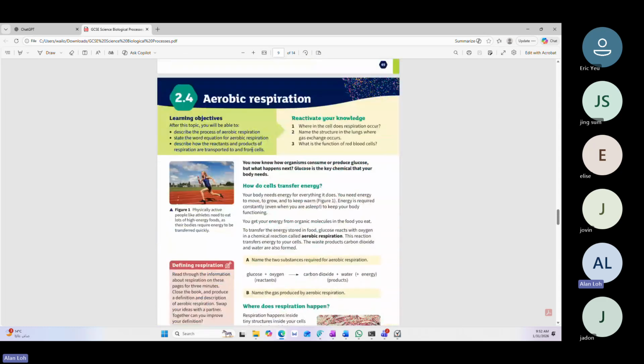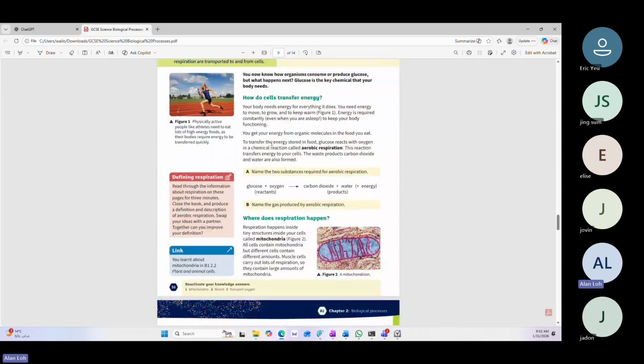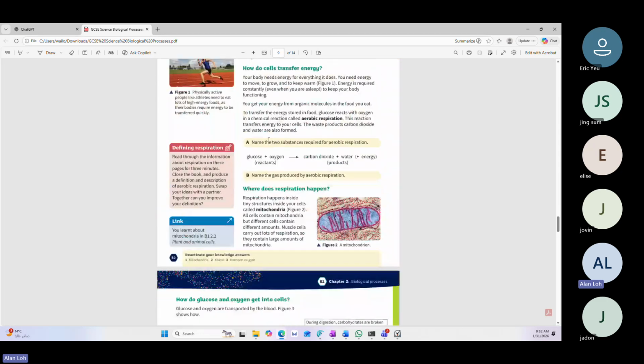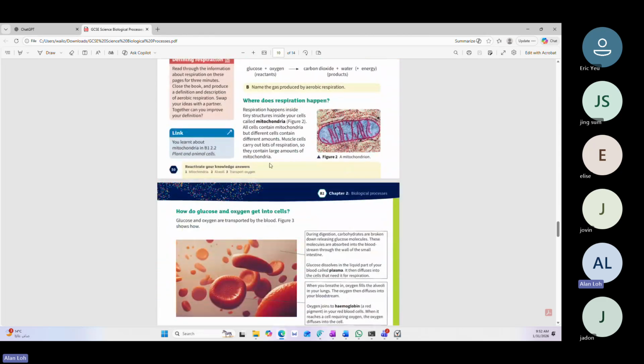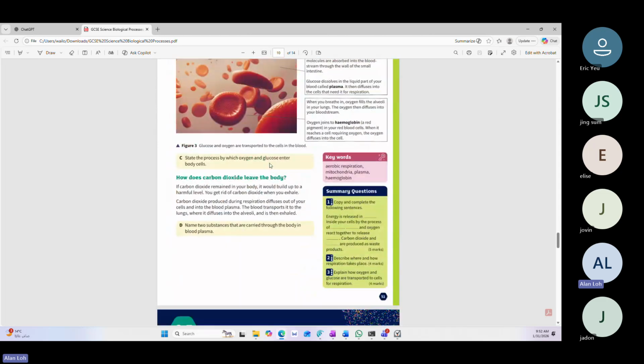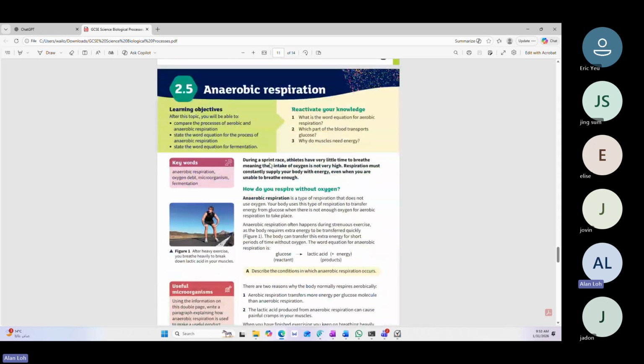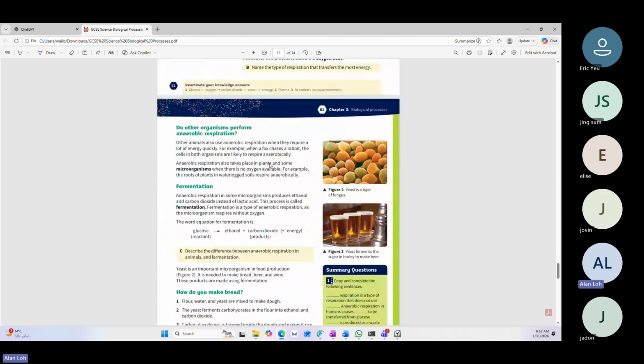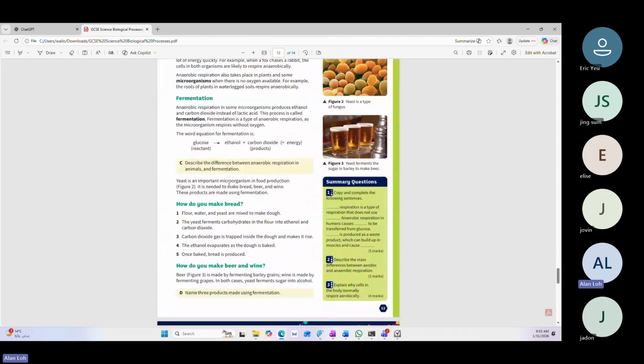And there's aerobic respiration, is the transfer of energy, right? And generation of energy. Then you have mitochondria, right? Then you have anaerobic. Anaerobic is without oxygen. It's going to create lactic acid. Then you have fermentation, right?